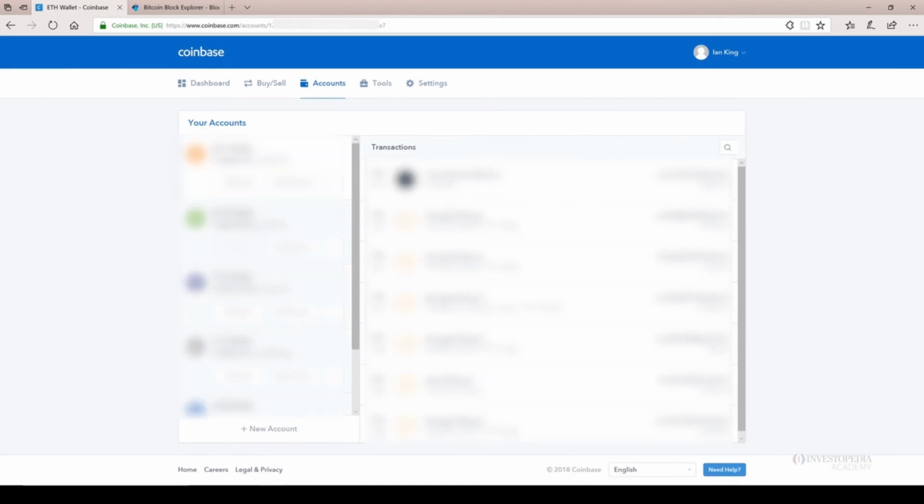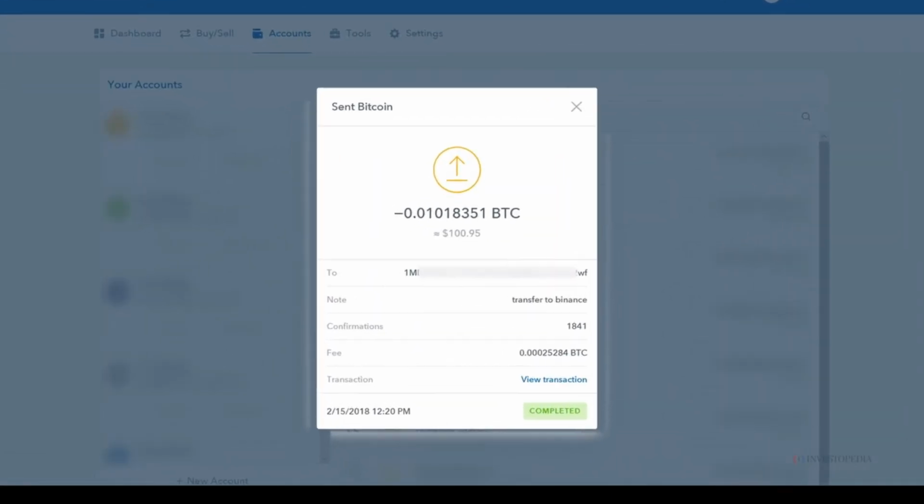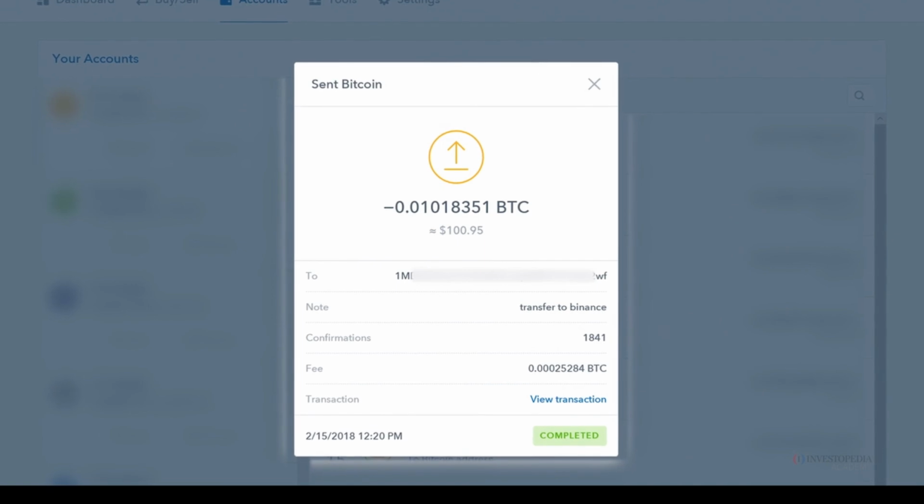So let me just click on the Bitcoin wallet and show you something. So on a date in the recent past, I sent Bitcoin to this Bitcoin address. And if I click on this, it tells me how much Bitcoin I sent, where it was sent, and then how many confirmations it's had so far. And what these confirmations represent are blocks. And this 1,841 means that there have been 1,841 Bitcoin blocks created since I sent this transaction.